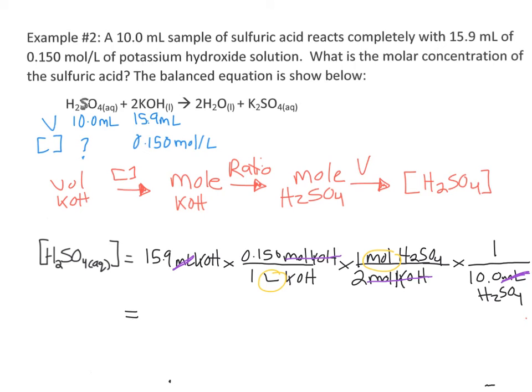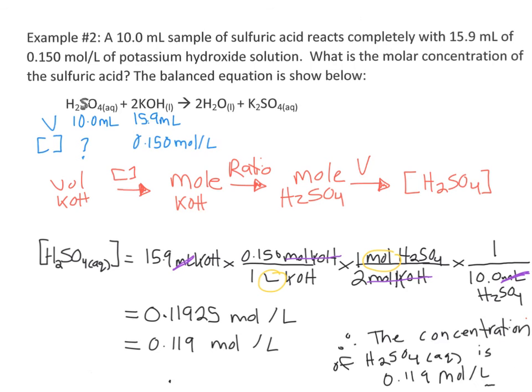So we punch this into our calculator using our brackets. We get 0.11925 mole per liter. A quick look at significant digits tells us that we can only have 3, so we end up rounding to 0.119 mole per liter, and that's our concentration of H2SO4. So we write ourselves a nice therefore statement. Therefore, the concentration of sulfuric acid is 0.119 moles per liter.